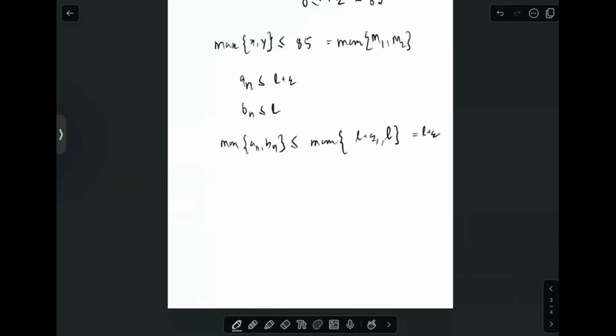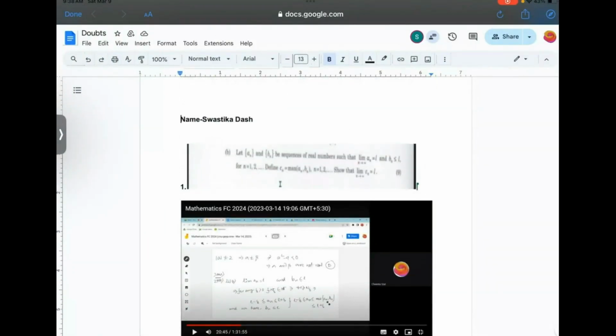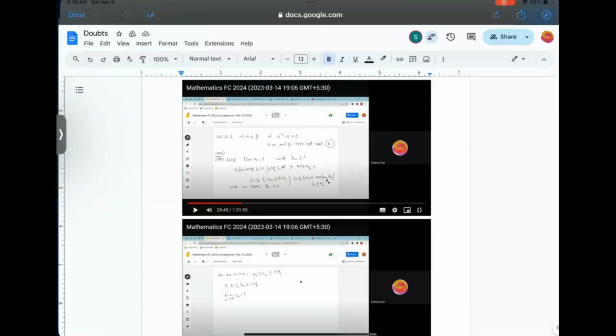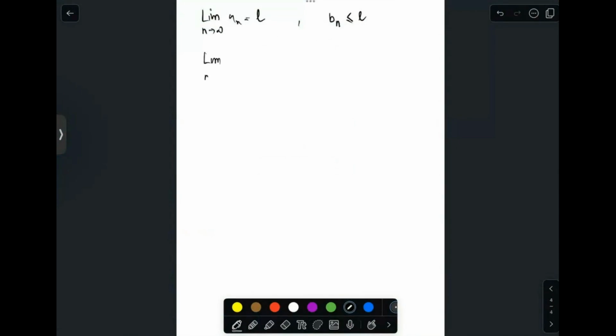The question is very simple. The question asks that if the limit as n tends to infinity of an is equal to L, and bn is less than or equal to L, then prove that the limit as n tends to infinity of max of an comma bn is equal to L, and they named it cn. This is the problem they're trying to solve.